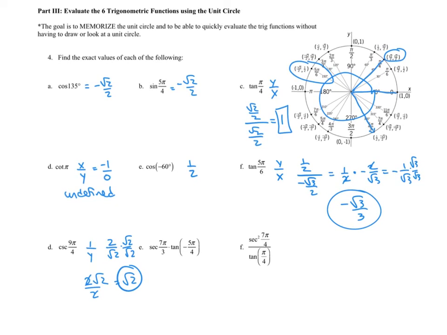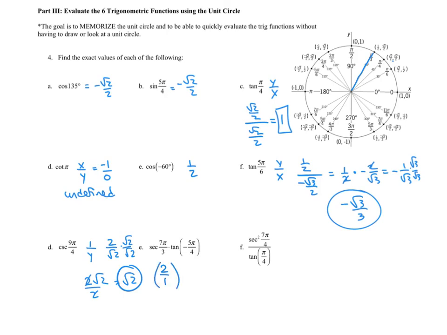Now we could make these a little more complicated. Secant of 7 pi over 3. Well, 6 pi over 3 would be 2 pi, which is a full circle. 1 more pi over 3, so 7 pi over 3 is coterminal with pi over 3. So secant is 1 over the x-coordinate, which is going to be the reciprocal of 1/2, giving us 2 over 1.